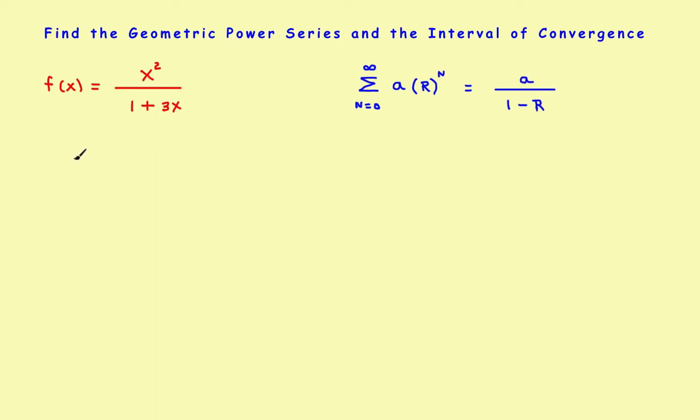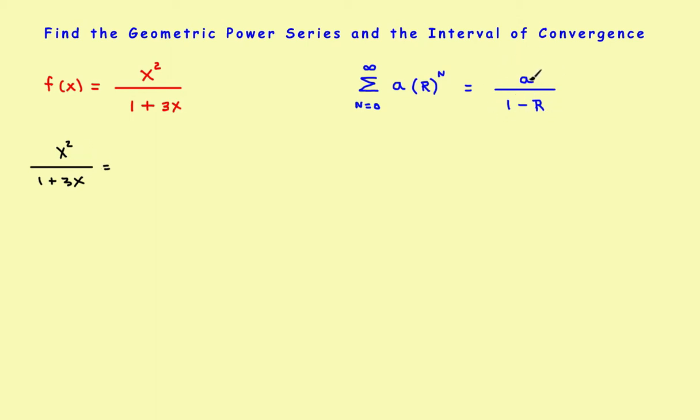Now, again, just like in that first video, the first thing I would suggest you do is just take this original function and write it down. So we'll go ahead and put that right here. So I'm going to have x squared divided by 1 plus 3x. Again, as you work with this, you always want to be looking at this form over here.